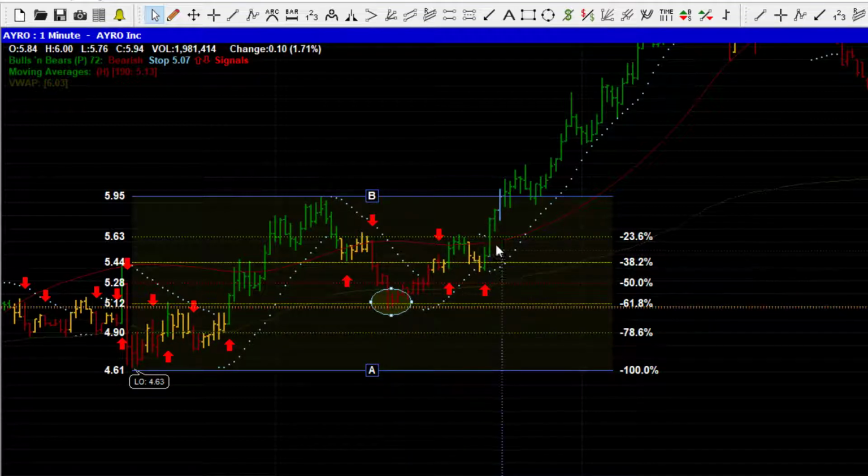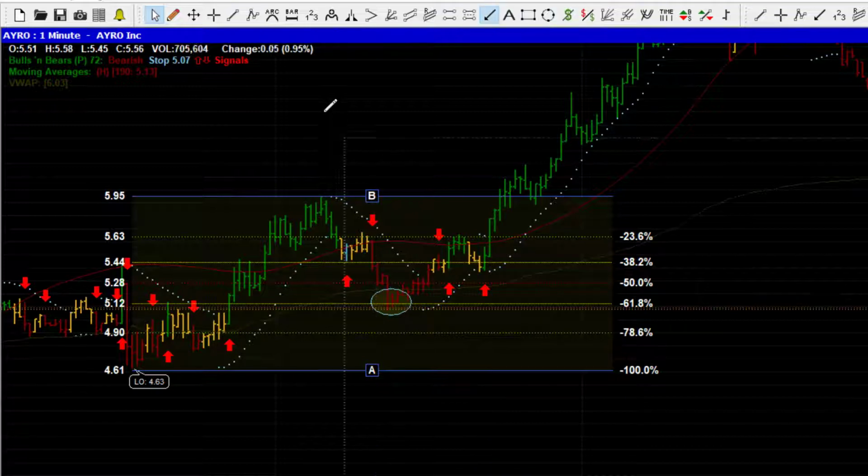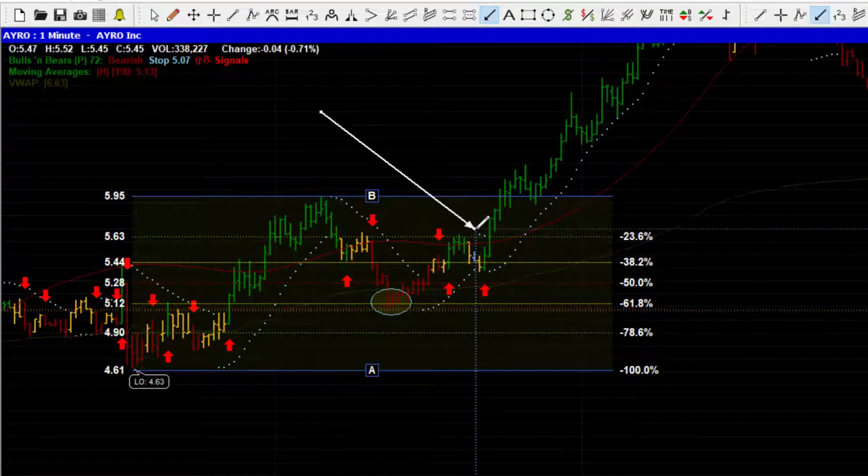And then we follow the bulls and bears, and notice that we have an additional buy signal here, or an add-on to your position right here. So we're long here, we ride it up, comes back against us a little bit.